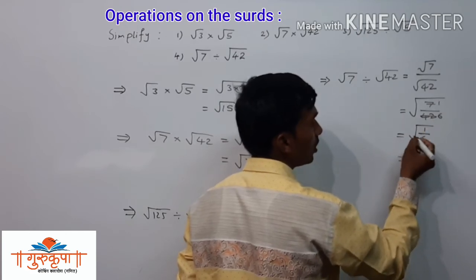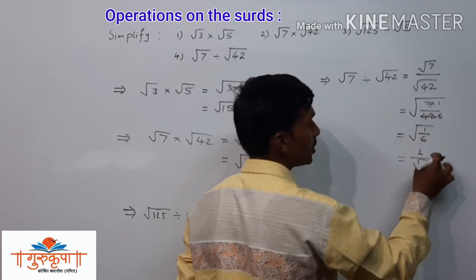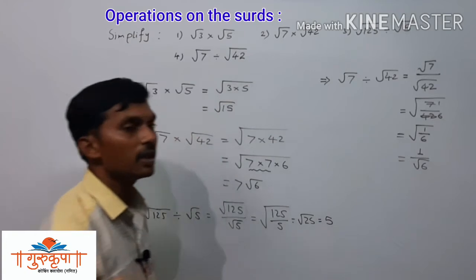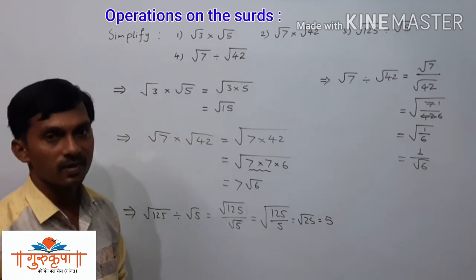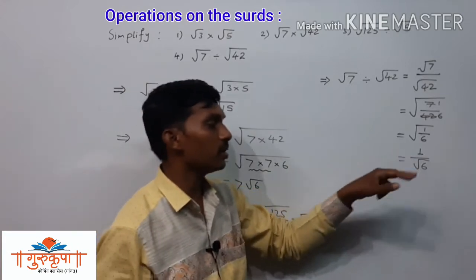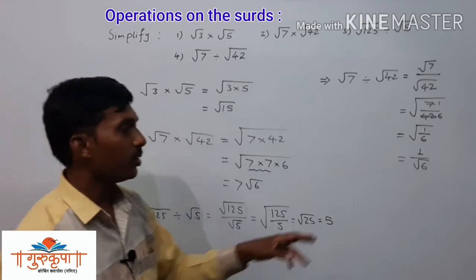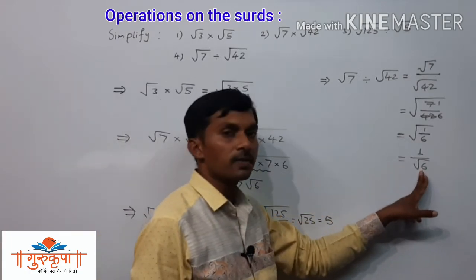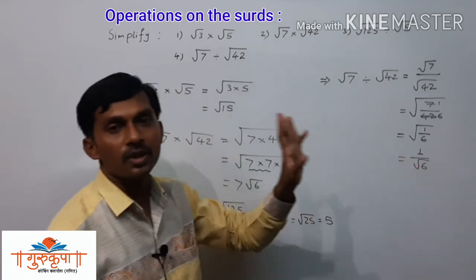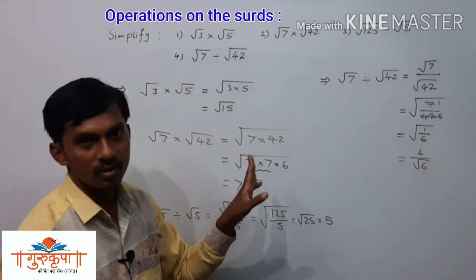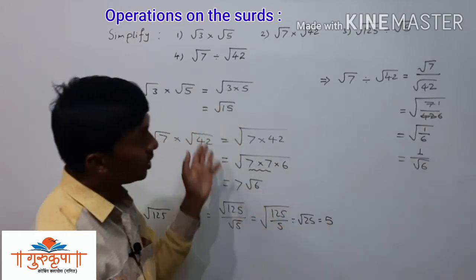Or you can simply write square root of 1 is 1, divided by square root of 6, since we cannot find the square root of 6. So this is 1 upon square root of 6, but we cannot leave the denominator as root 6, that is irrational. The denominator should never be irrational. So here we have to do rationalization, which is the next concept.